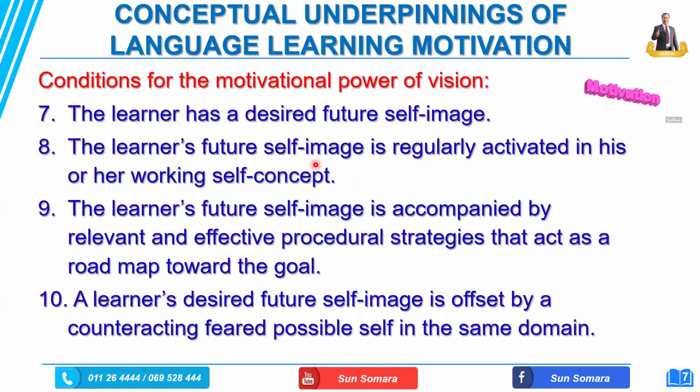Conditions for motivational power of vision. Number 7, the learner has a desired future self-image. The learner's future self-image is regularly activated in his or her working self-concept. The learner's future self-image is accompanied by relevant and effective procedural strategies that act as a roadmap toward the goal. A learner's desired future self-image is upset by the counteracting feared possible self in the same domain.